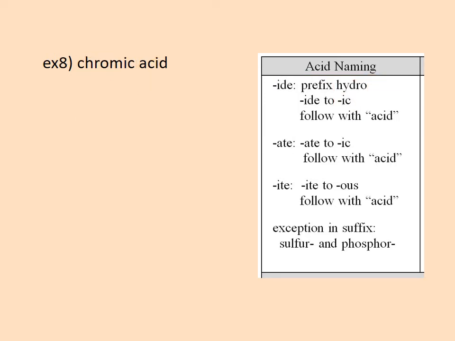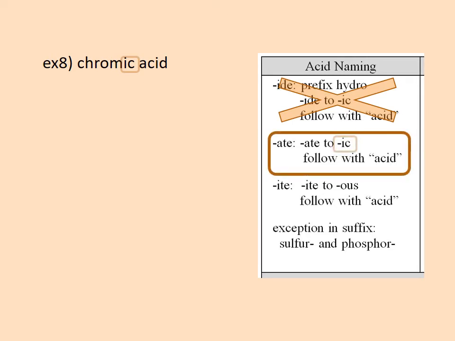Example 8, chromic acid. I have ic, but I don't have hydro. If I don't have hydro and ic, then the original ending cannot be "ide." Since it's just ic without hydro, that means the original ending was "ate." So chromate is what I look up on my negative ions list, and that is CrO4 with a 2- charge.